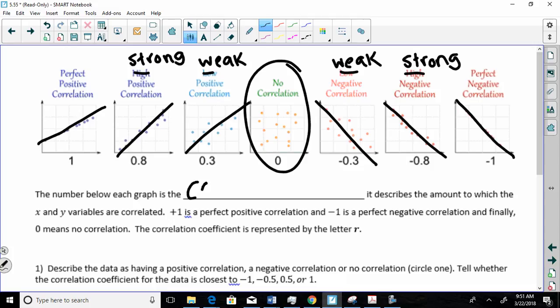And so I like these notes a little bit better than your foldable, so that's why I'm going with this. So correlation coefficient describes the amount to which the x and y's are correlated. So +1 is perfect positive. -1 is perfect negative. Negative means it's going down, positive means it's going up. The absolute value of the number is what tells you if it's weak or strong.